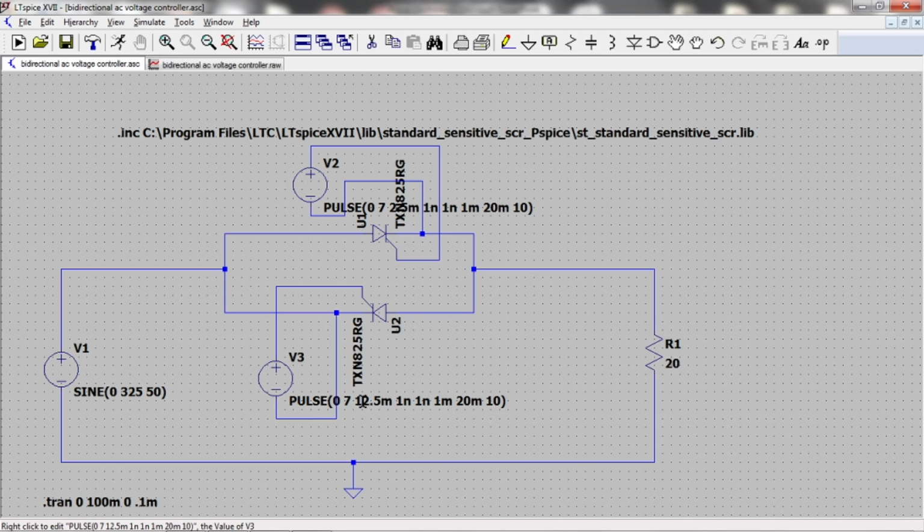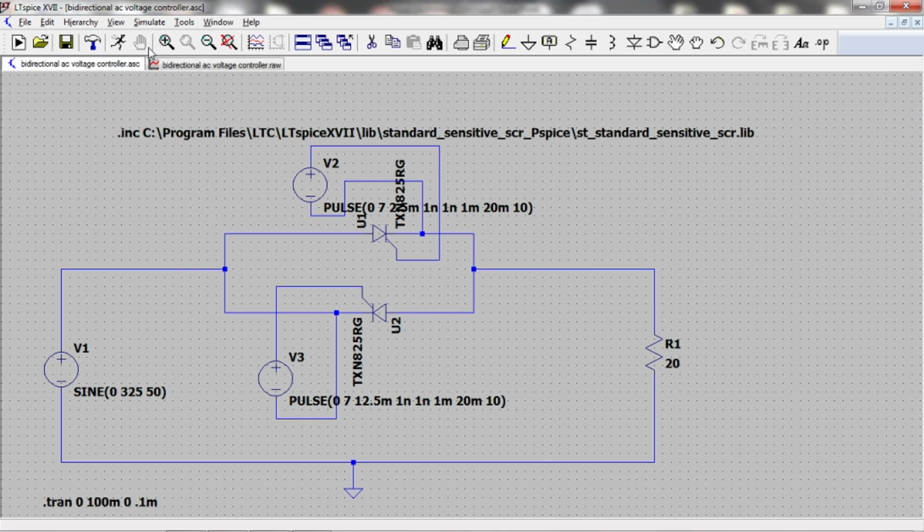You can see here we have chosen a firing angle of 45 degrees. That's the reason for the first SCR delay time I have chosen 2.5 millisecond. We need to understand that 20 millisecond is 360 degrees. So 2.5 millisecond means 45 degrees. But here the delay time for the second SCR is 12.5 millisecond because it is pi plus alpha. 10 millisecond means pi, 2.5 means 45 degrees, so 12.5 milliseconds.